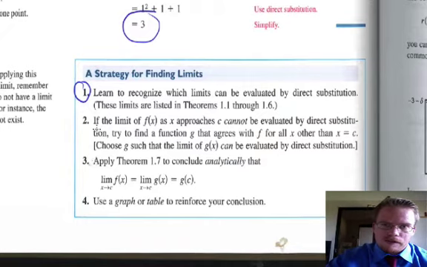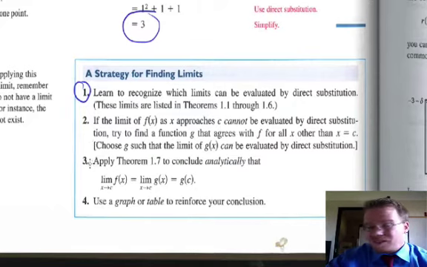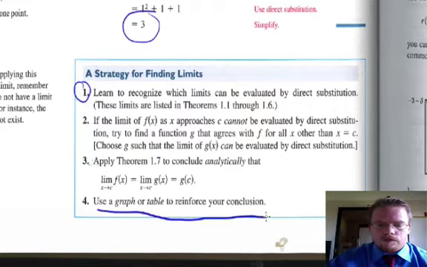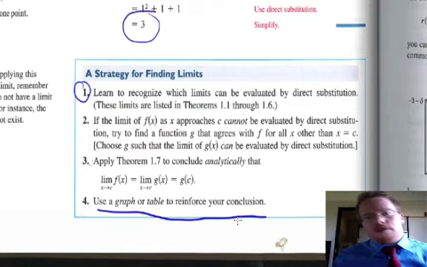And then if you can't evaluate it by direct substitution, then you can try to apply this theorem, find a graph that agrees at all but one point, and in the end, if you found it analytically, you can still use a graph or a table to reinforce your conclusion. If all of your techniques, the numerical, the analytical, and the graphical, are all approaching the same solution, then you know that you've probably got the correct answer.